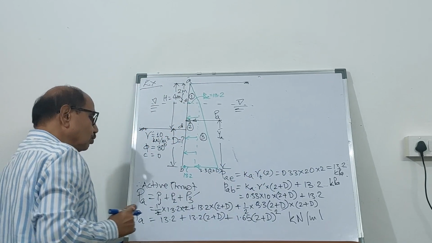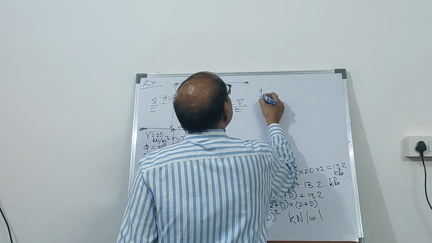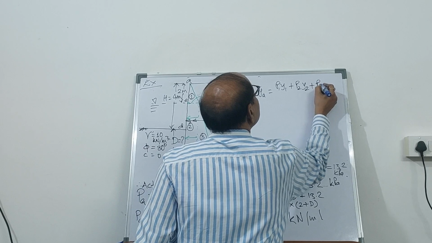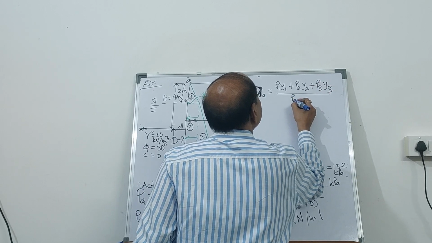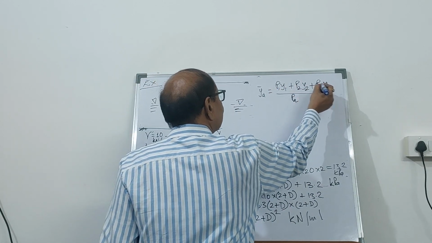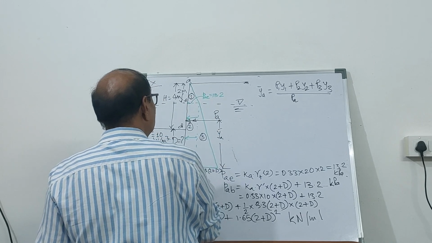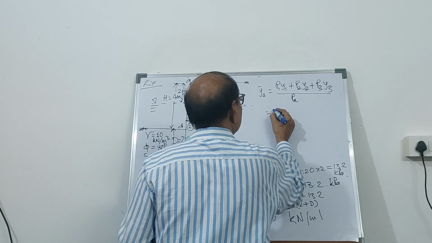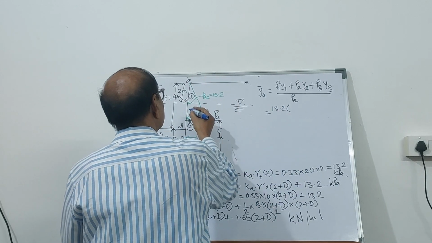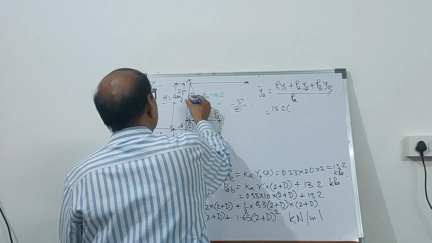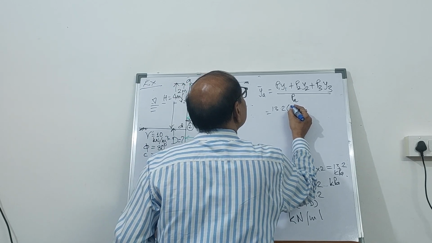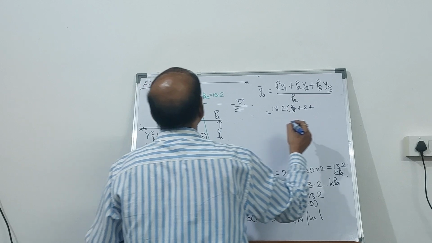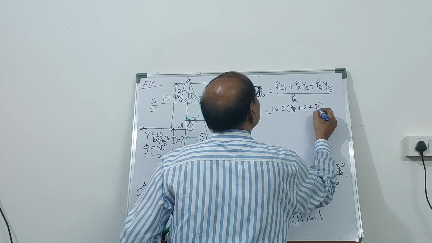So friends, if you want to calculate YA bar, it will be P1 Y1 plus P2 Y2 plus P3 Y3 divided by PA, where Y1, Y2, Y3 are the lines of action with respect to B. So P1 is already known to be 13.2 and Y1 will be 1/3 from here, so 2 by 3 plus 2 meter plus D. So Y1 is known to me.